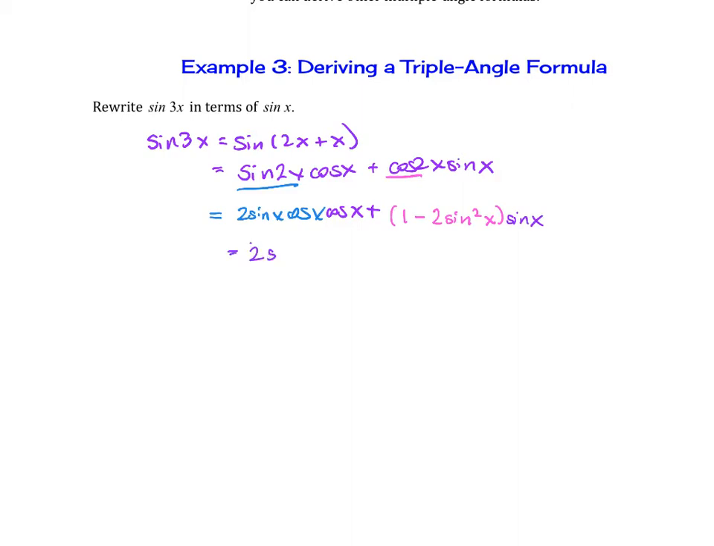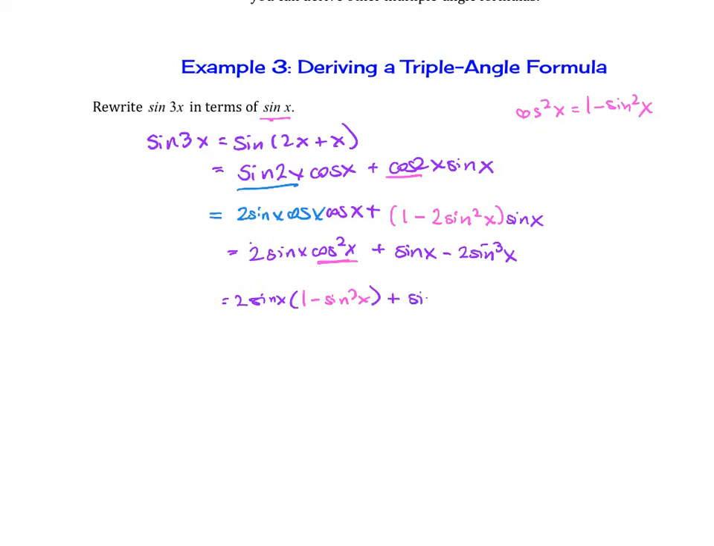So we have 2 sine of x times cosine squared of x plus sine of x minus 2 sine cubed of x. As for cosine squared of x, we're writing everything in terms of sine. So remember, cosine squared of x equals 1 minus sine squared of x. So we'll use that here. So this is 2 sine of x times 1 minus sine squared of x plus sine of x minus 2 sine cubed of x. So let's multiply. So this becomes 2 sine of x minus 2 sine cubed of x, and keep on simplifying.